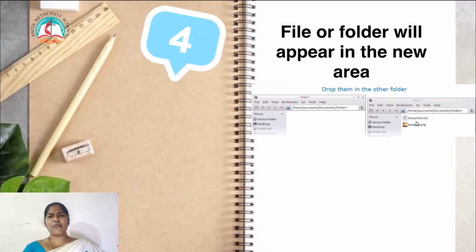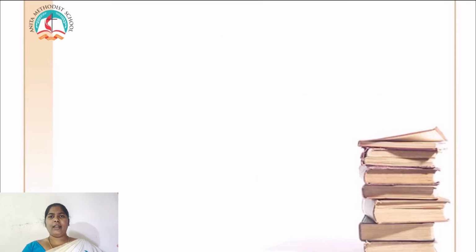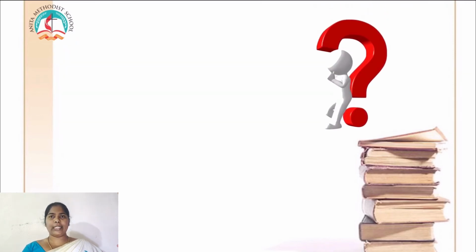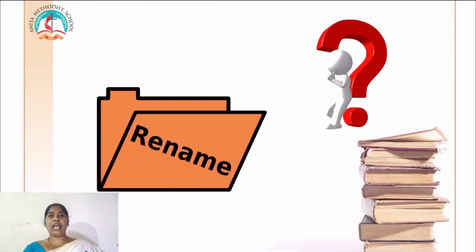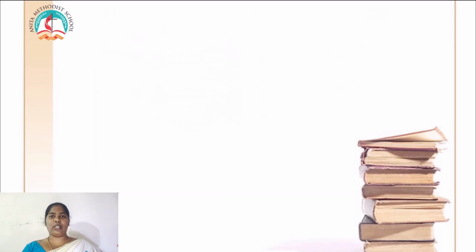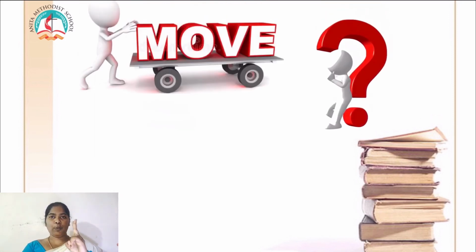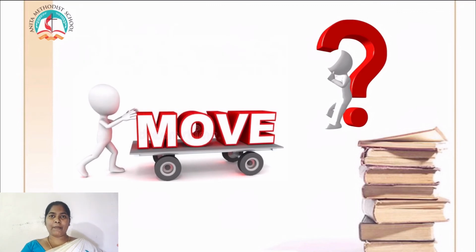Okay, we come to the end of the class, children. So what are all the things we learned? Yes, we learned how to rename files and folders. How many methods did we see? 3 methods. What are they? Yes, first one, file menu, using right mouse button, using left mouse button. Super. Then what else did we learn? Yes, how to move files and folders. Here we learned 2 methods. What are they? Cut and paste, and the second one, drag and drop.